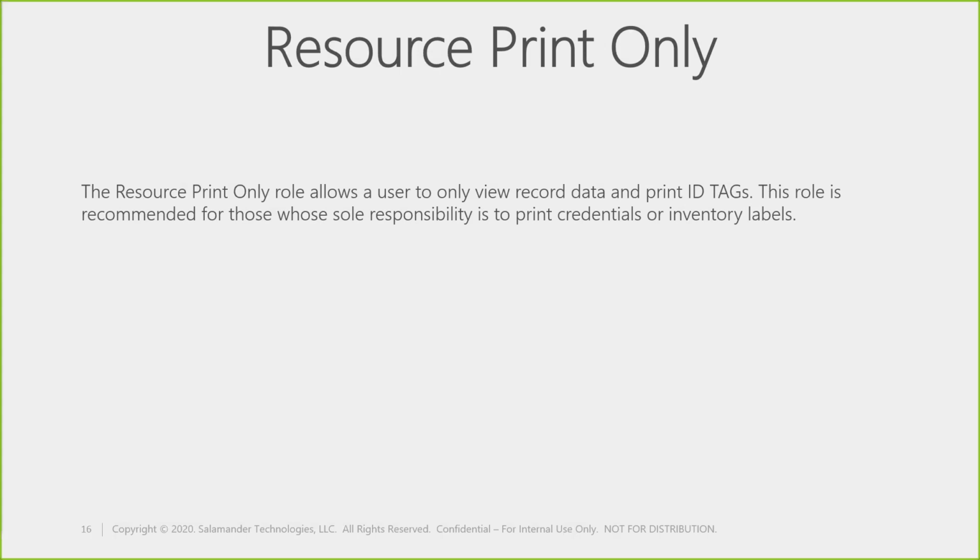Next is the resource print only role. This role allows a user to only view people, equipment, collection, and assignment records and print ID tags. It is recommended for those whose sole responsibility is to print credentials or inventory labels. I've seen a lot of agencies add the resource print only role together with the resource data entry role, so that the individual can add and edit data, but also print new credentials.